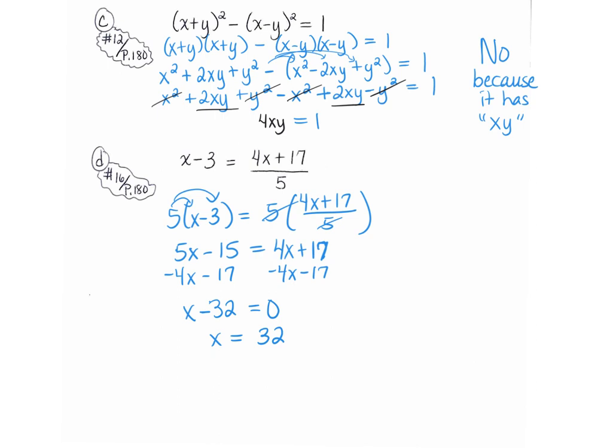Yes, it's a line. It has one variable, right? The exponent is 1. It's a vertical line. So to be clear, this is a vertical line. So is it a line? Absolutely. The graph of it looks like this going through 32.